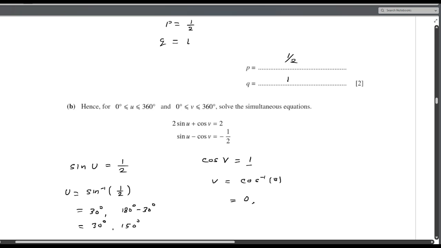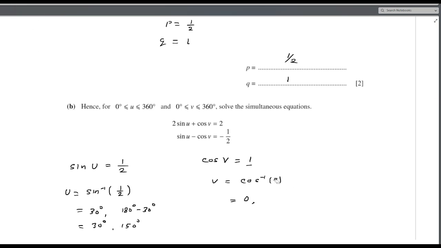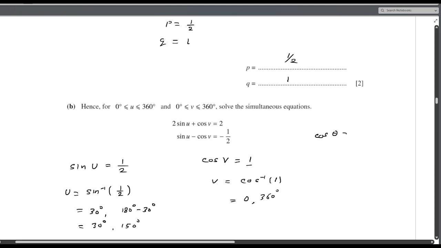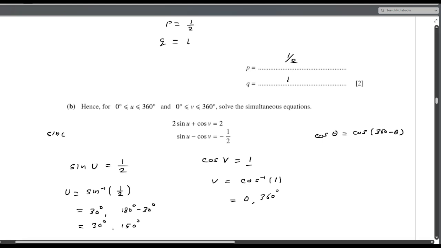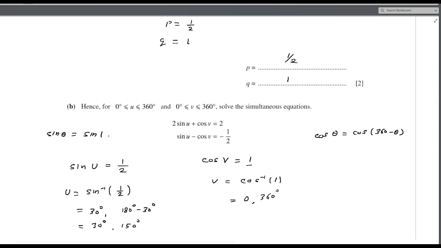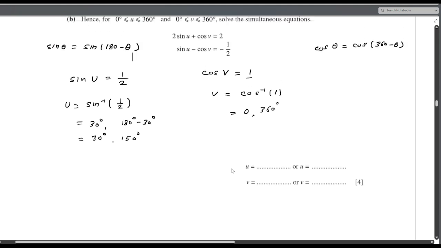Cos of 0 is 1, cos inverse of 1 here. So one answer is 0 and the other answer is 360 degrees itself. Cos 360 is 1. So for cos, cos theta and cos of 360 minus theta are the same. I will write here cos theta is the same as cos of 360 minus theta, for your understanding, and here sin theta is the same as sin of 180 minus theta. All these things we have already covered in our class.